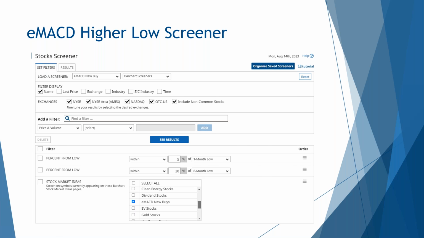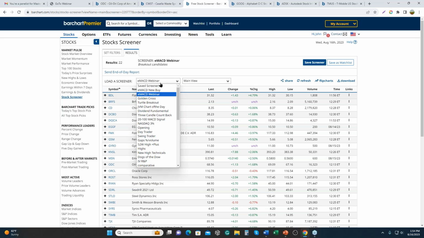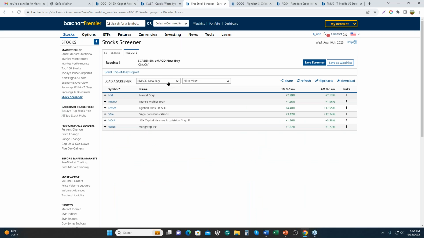Let me see if I can do that real quick. Let's go back to our stock screener, and here's our new buy signal. What I see here, and this is what you want to look for, is that the 6-month low and the 1-month low are the same. That means that this particular stock is making a bottom, right?